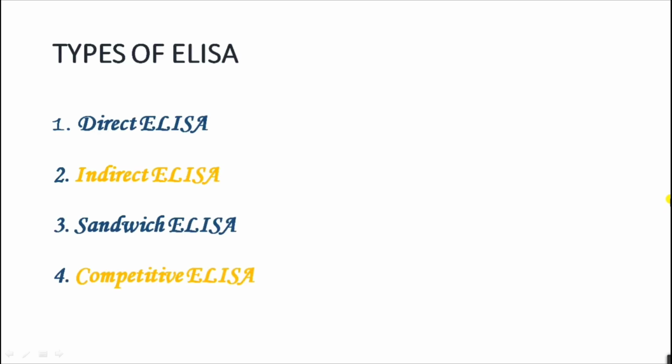Today we are going to see about the types of ELISA. The types of ELISA are mainly direct ELISA, indirect ELISA, sandwich ELISA and competitive ELISA.